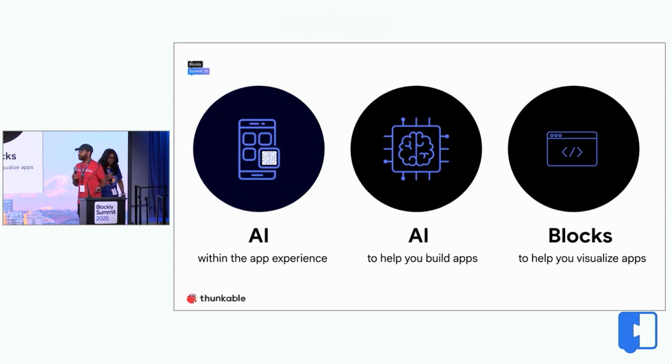Cool. So I guess the thing we want to get across today is really how to use AI and blocks to be able to build things inside of Thunkable. With AI, you can actually build things within the app experience. You can also use AI to help you build projects. And really, we view blocks now more than usual as a way to be able to visualize what you have inside of your app.